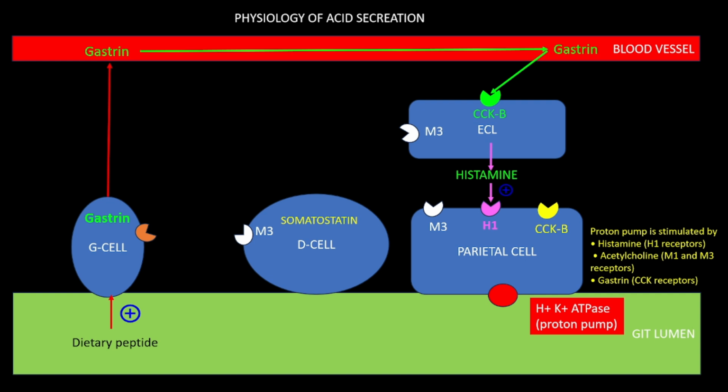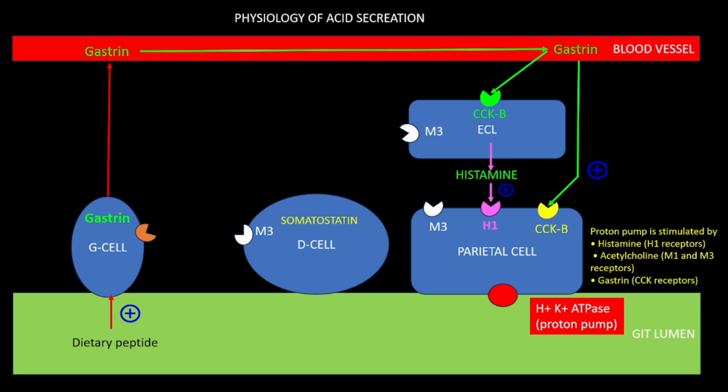Another way is the gastrin also stimulates the CCK-B receptor, cholecystokinin receptor, located on the parietal cell. It is also responsible for release of HCl, that is acid in the stomach.